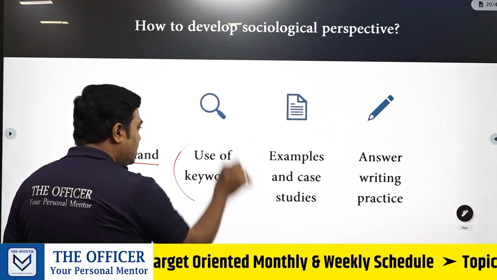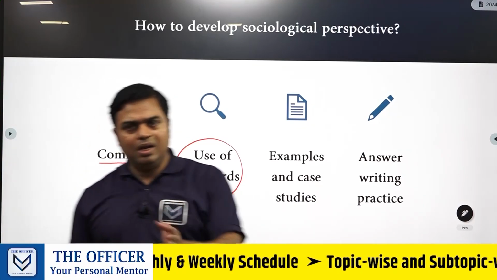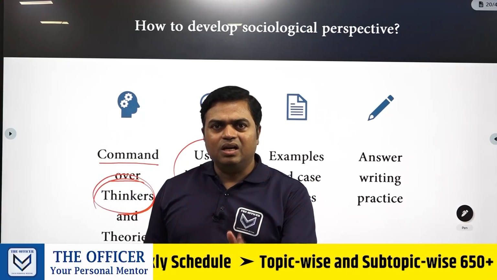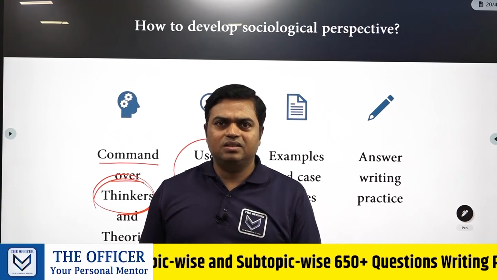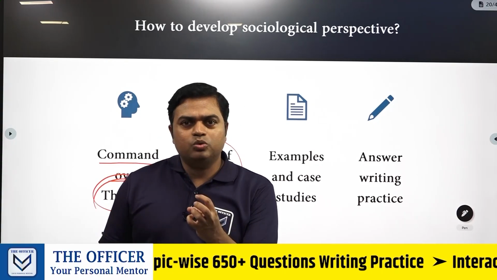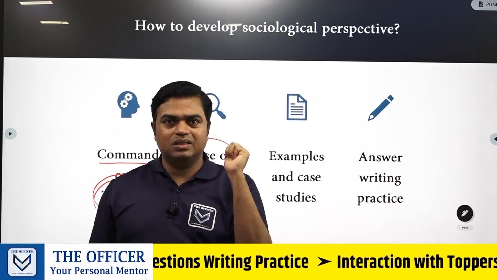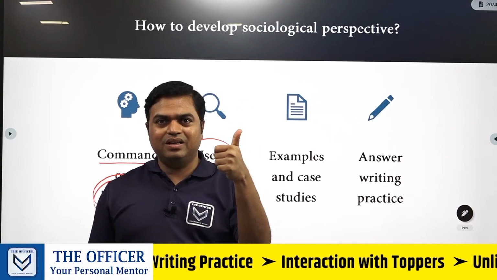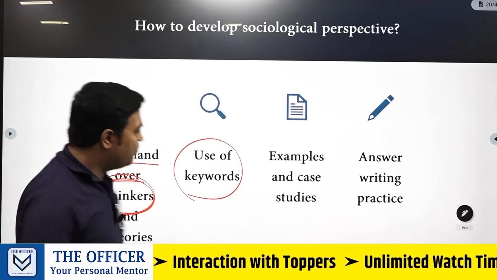Second, by using the keywords. Keywords make your dull, everyday language a sociological language. Simple. Just for example, in our previous discussion, we used the words elite, power, symbols, gender, patriarchy. These are all sociological keywords. Getting? Okay.